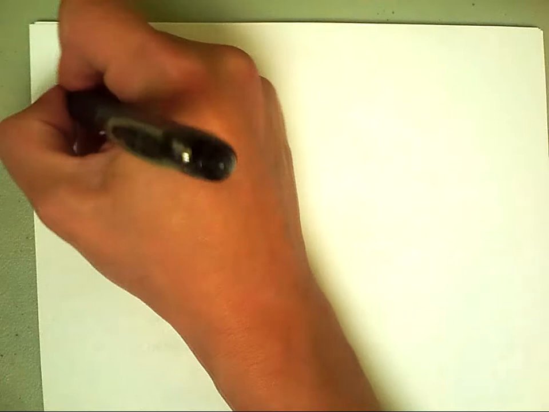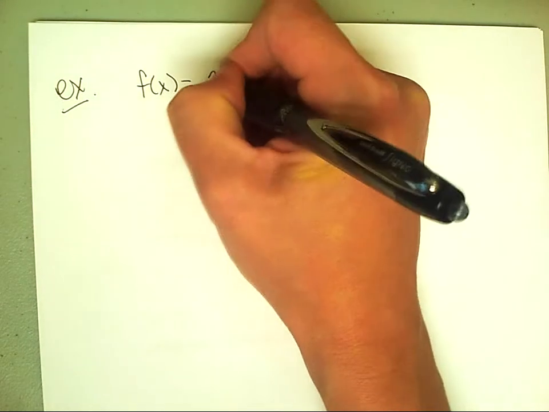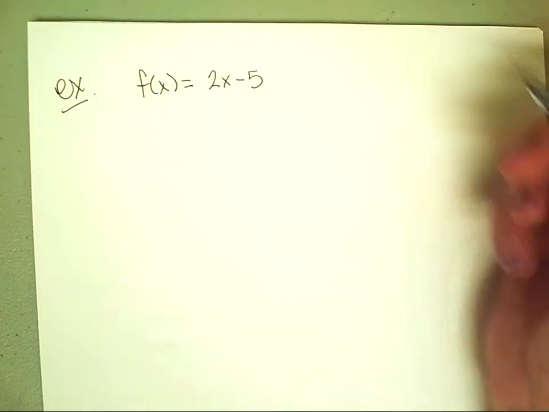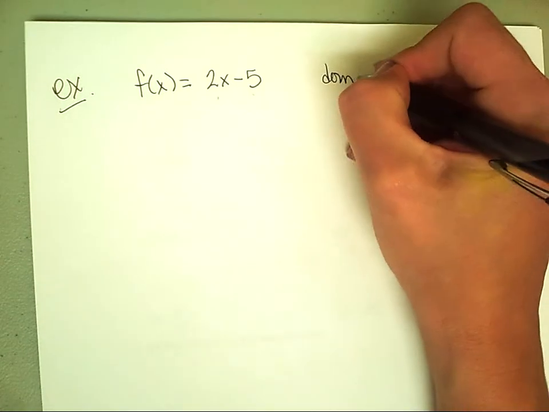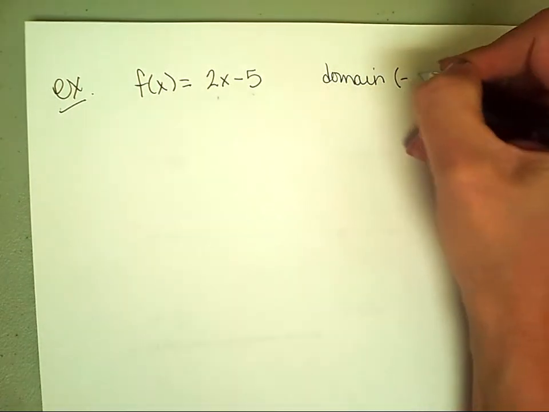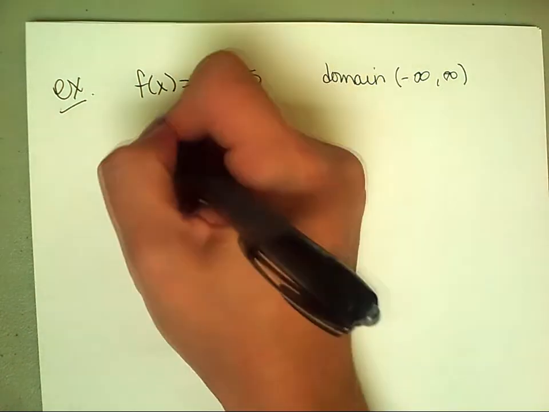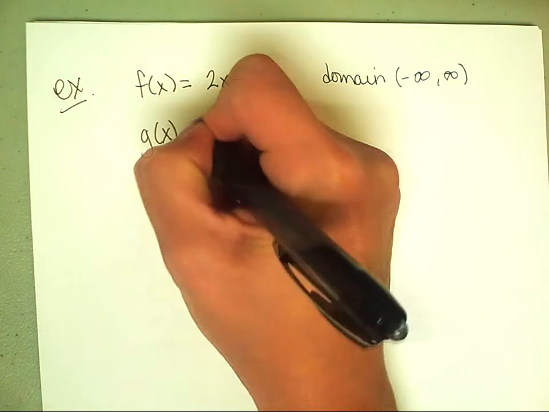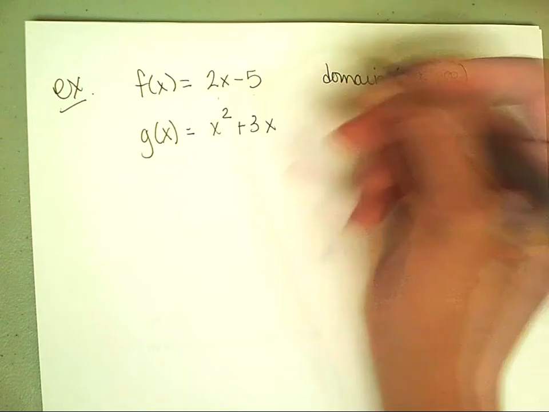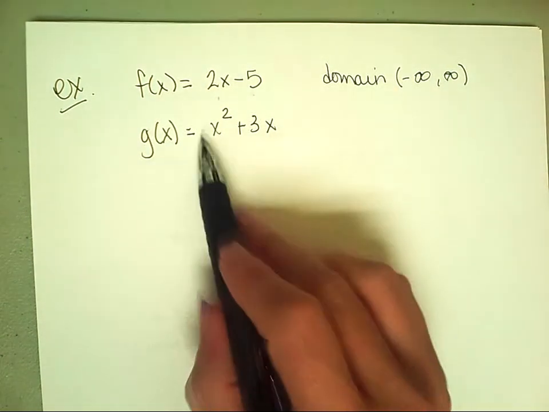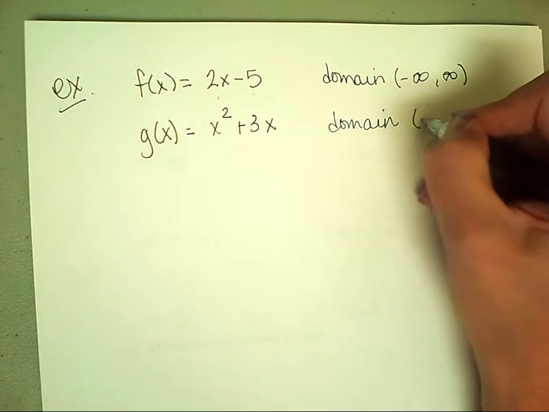So for example, if we have f of x is equal to 2x minus 5, this is a simple linear function, so we know the domain here is all real numbers. Now for g of x, we have x squared plus 3x. This is still a polynomial function, so its domain is all real numbers.